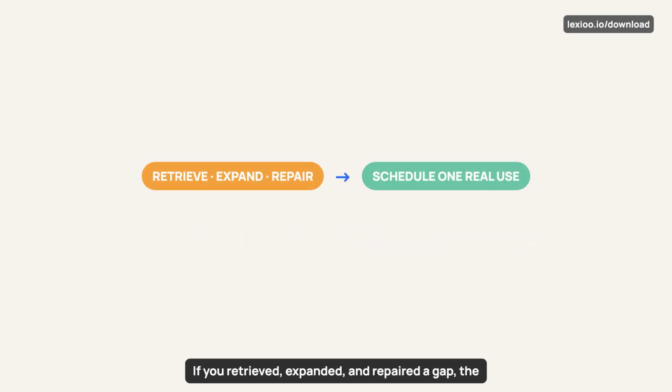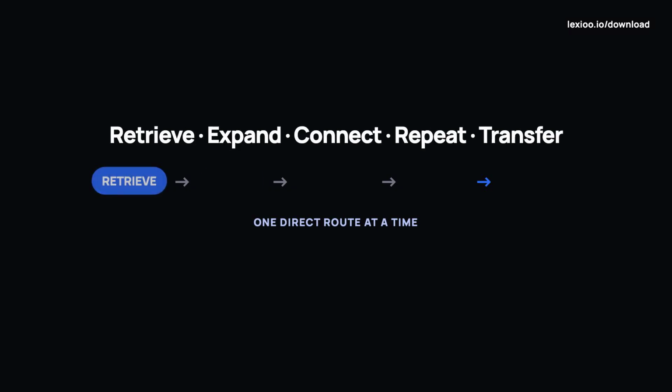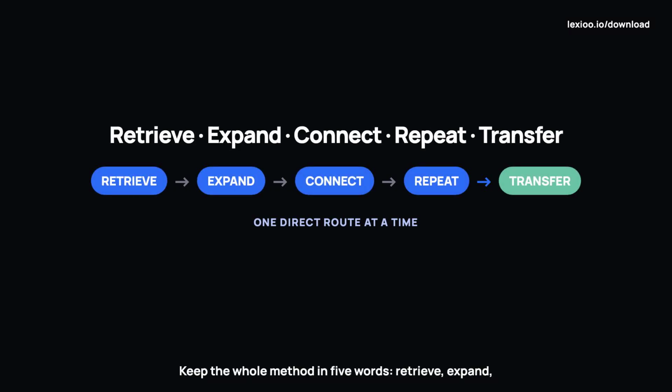If you retrieved, expanded, and repaired a gap, the route worked. Schedule one real use this week, so rehearsal becomes interaction. Keep the whole method in 5 words. Retrieve, expand, connect, repeat, transfer.